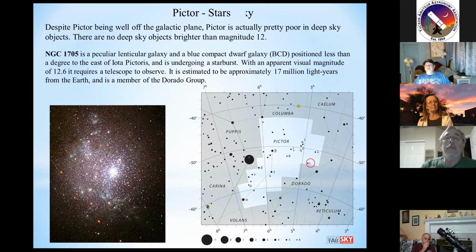There's NGC 1705, which is a blue compact dwarf galaxy. It's real close to Iota Pictoris in that red circle there. And it's undergoing major starburst activity. In the image there, you can see the starburst activity on the right side, that big bright area. But it's at magnitude 12.6, so you probably need at least an 8-inch to see it. It's approximately 17 million light years from the Earth and is a member of what's called the Dorado group of galaxies.